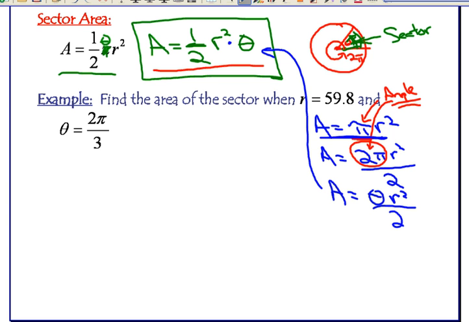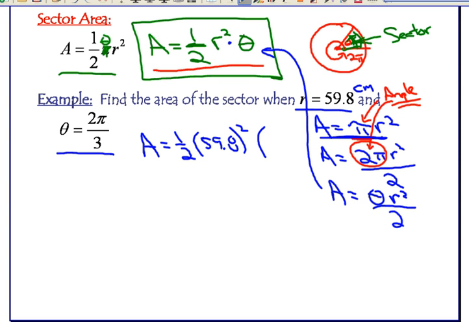Okay, the use of the formula is going to be very, very straightforward. So here I've got a problem that gives me the radius is 59.8. There are some units on that. Let's call that centimeters. And the angle theta is 2 pi thirds. I would like to know the area. So the area is going to be 1/2. The radius is 59.8. We'll square that. And the angle theta is 2 pi thirds. And just like our previous formula, it will work when we're measuring in radians.